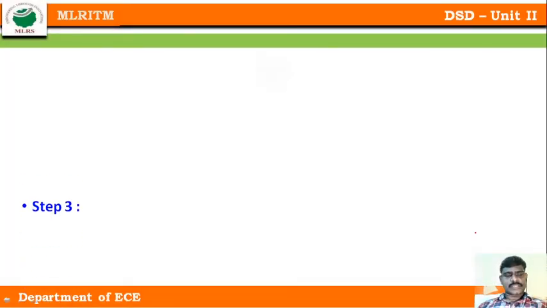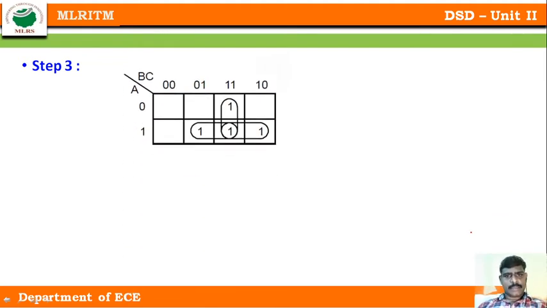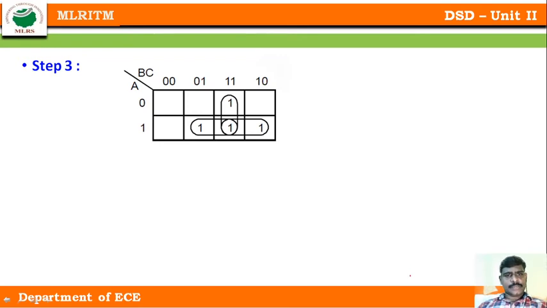Then what is step 3? Find a simplified Boolean expression for the tabular column. So I'm using a K-map here. I'm taking a 3-variable K-map. Why 3 variables? Because I have 3 inputs, so I have 3 variables, and these are the ones which I have represented in the table.